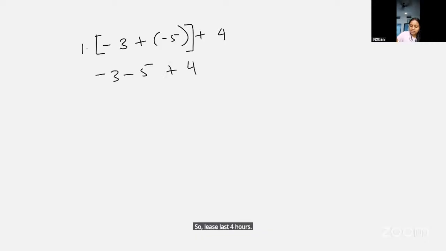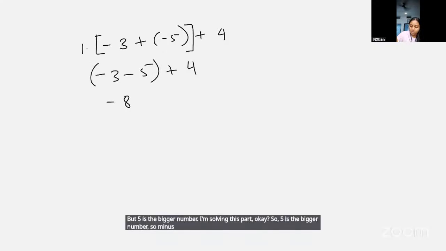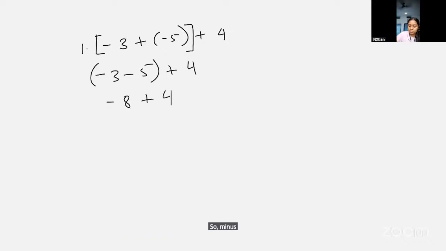So minus minus is plus. Okay, so 8. But 5 is the bigger number. I'm solving this part. So 5 is the bigger number, so minus 8. So minus plus minus. Then 8 minus 4 is equal to 4 only. But the sign of the bigger number, 8 is the bigger number. So minus 4. The answer will come to minus 4.